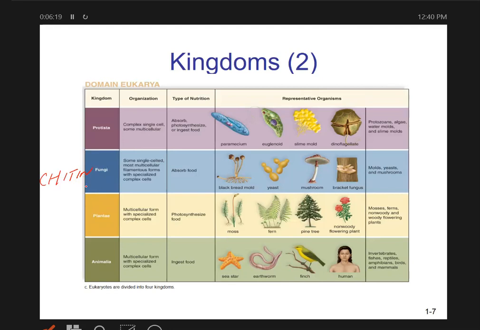These are with specialized complex cells, but the important thing is that they're able to photosynthesize food because they have the green pigment, the chlorophyll. All right. So this contains the mosses, the ferns, the pine trees or the gymnosperms, the beautiful flowering plants, the angiosperms, and finally the animalia, which are multicellular forms with specialized complex cells. They do not make their own food, they ingest food, they are heterotrophs. Included within this category, of course, are all the animals that we see, including human beings.